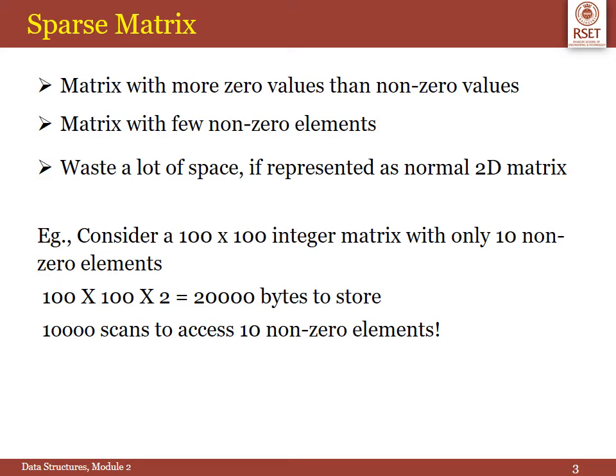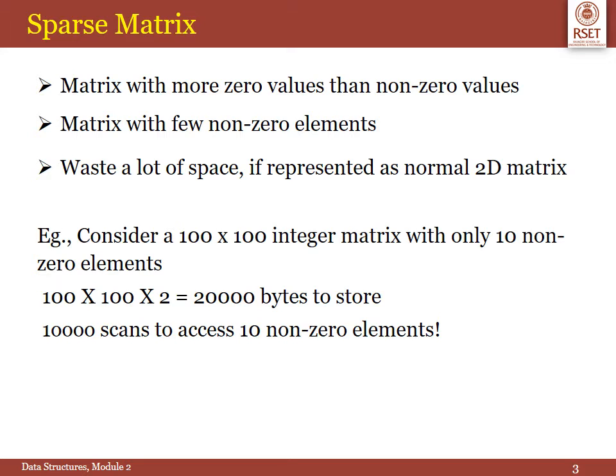A sparse matrix is a matrix in which a larger proportion of elements are zero values. That is, if you have a matrix with more zero values than non-zero values, then it is called a sparse matrix. If you represent this matrix in the normal two-dimensional form, it causes a lot of wastage of space.